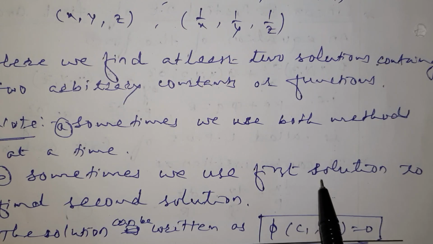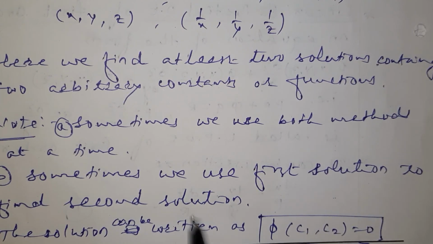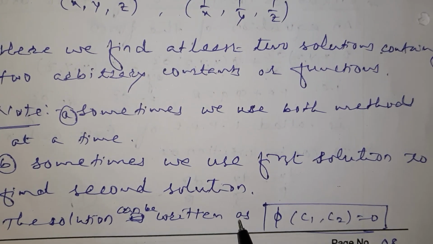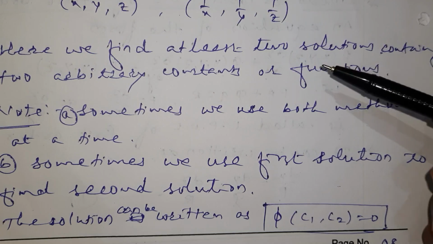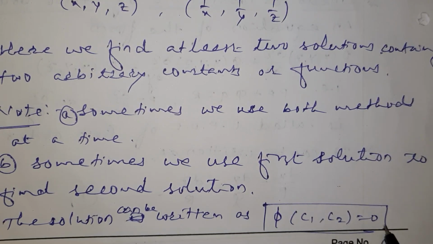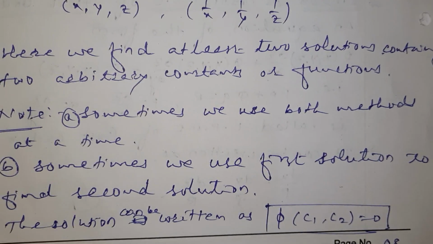Sometimes we use the first solution to find the second solution, and our final solution can be written as, this is important, phi of C1, C2 equal to 0. Means from the first solution find the value of C1, from the second solution find the value of C2, and take phi of C1, C2 equal to 0. This is our arbitrary function and we get our answer.